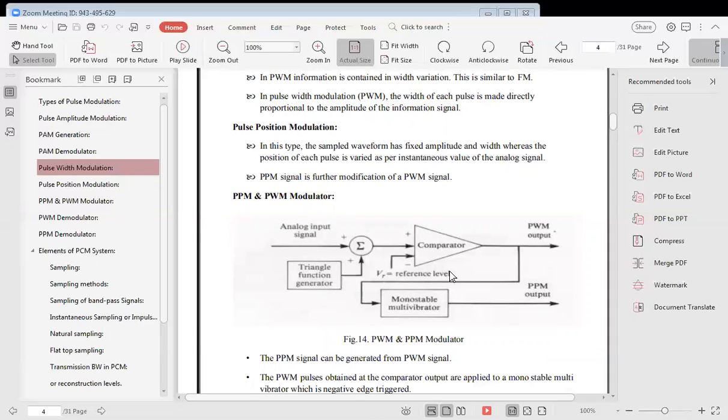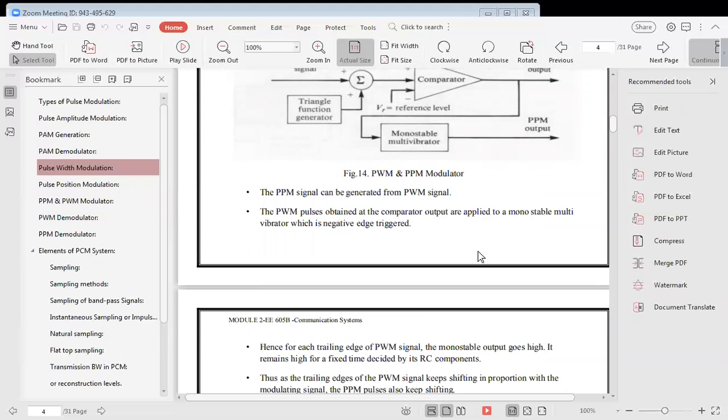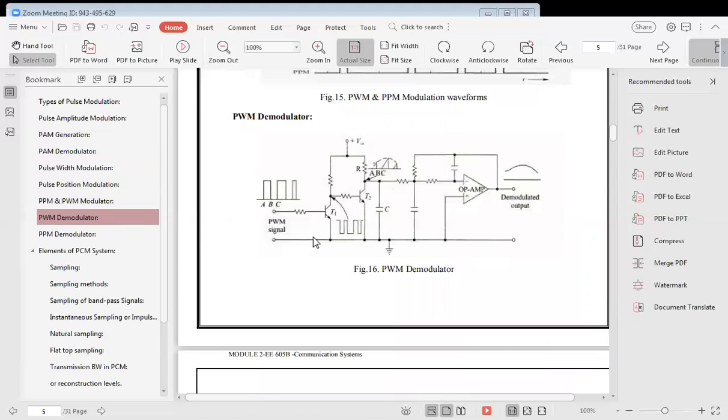The analog signal is applied to a comparator, and then a monostable multivibrator. This is nothing but a PPM generator. Here we get the PPM output, and from the comparator we get the PWM output. This is the demodulator circuit.